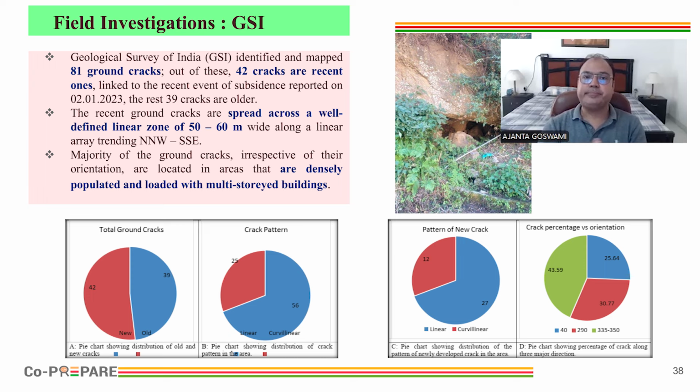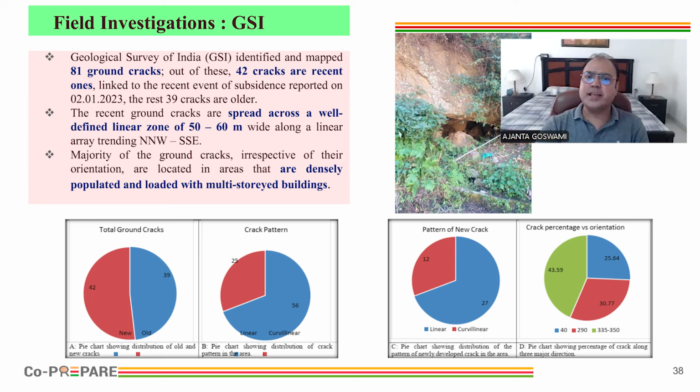Now GSI. GSI has done extensive work on that area. They have mapped 81 ground cracks, and out of these, 42 cracks are recent ones, linked to the recent event of subsidence reported on 2 January 2023, and the remaining 39 cracks are older. The recent ground cracks are spread across a well-defined linear zone 50 to 60 meters wide along a linear array trending north-northwest, south-southeast. The same thing was reported by Wadia Institute of Himalayan Geology also, by Dr. Swapnamita Chaudhary and her team.